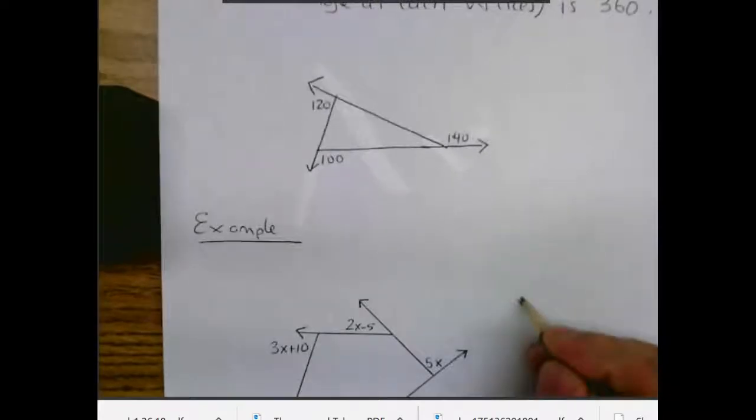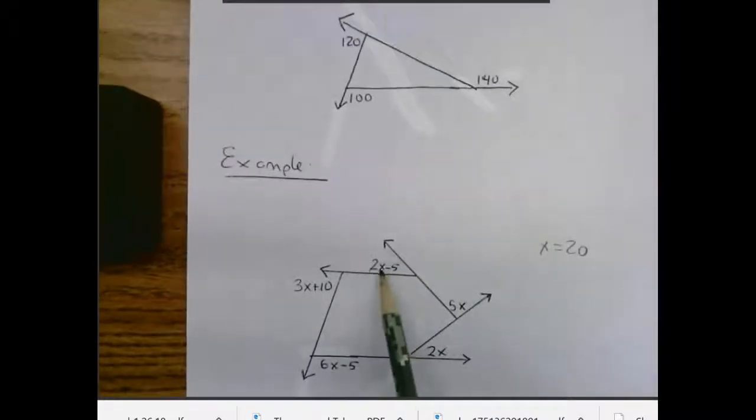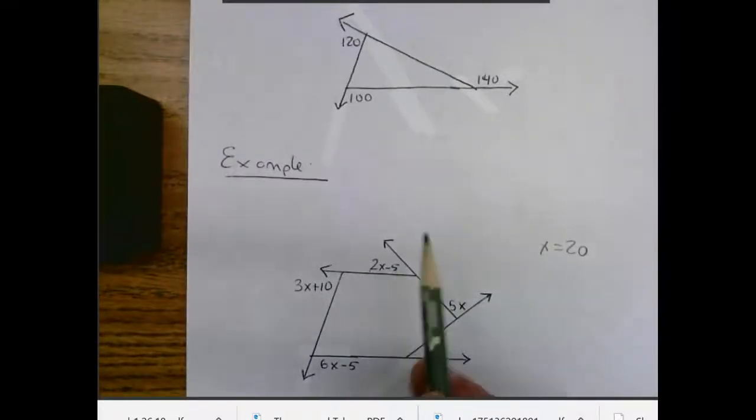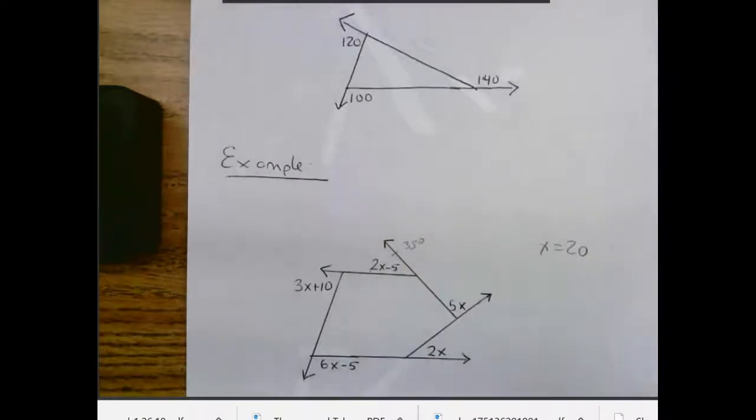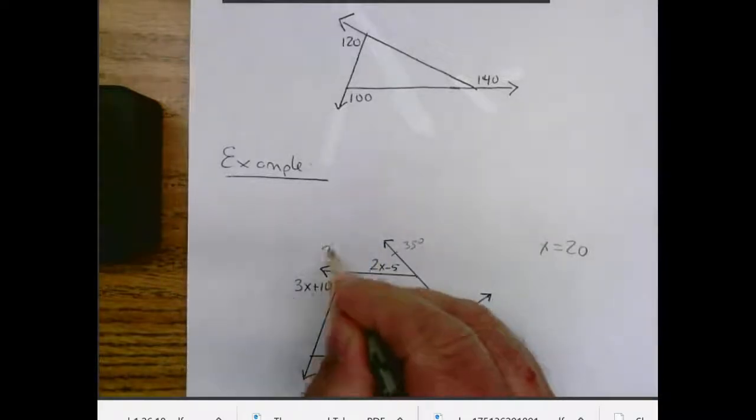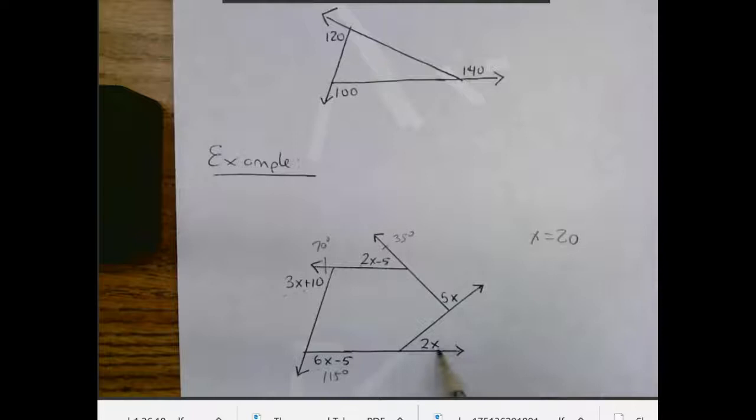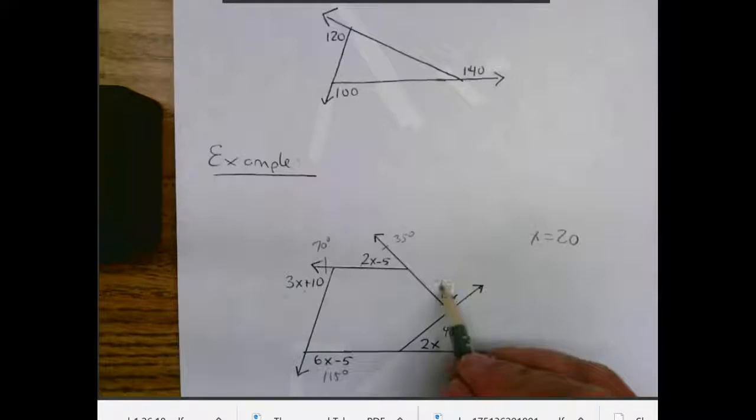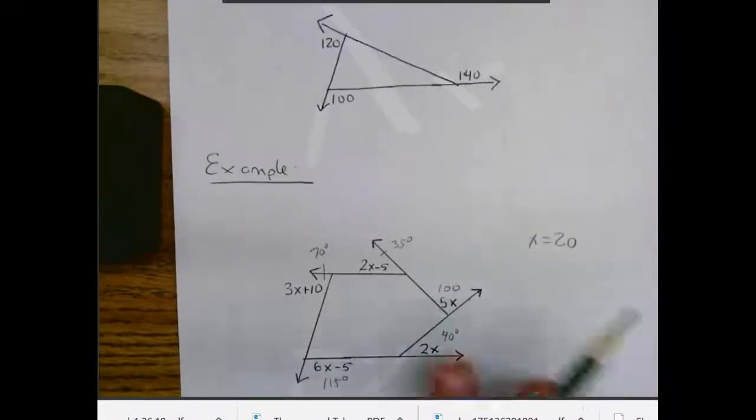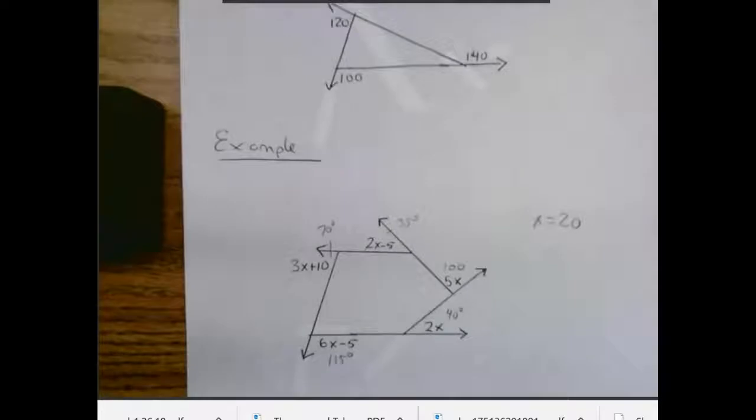Then we can take that answer back. x equals 20. We can plug it in. So 2 times 20 is 40 minus 5. This should be 35 degrees. And then we have 3 times 20 is 60 plus 10. This should be 70 degrees. Then this one is 20 times 6, 120, minus 5, 115 degrees. And then this one should be 2 times x, should be 40 degrees. And then this is 5 times x, is 100 degrees. And then if we add them all together, we should see that they equal 360 degrees.